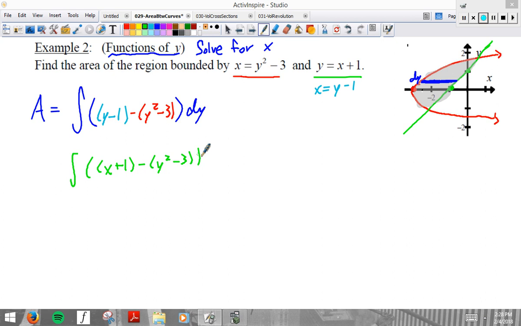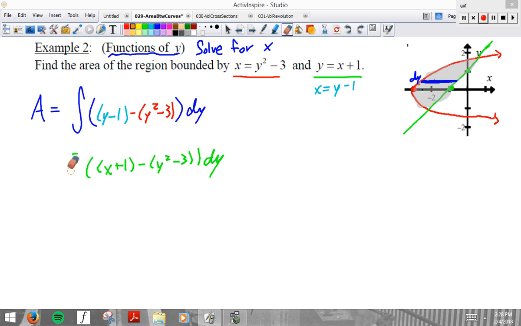Where it has x's and y's. And as we've talked about before, never in this class will you be asked to integrate something that has x's and y's. So again, functions of y. If you notice that we have two functions of y, you usually will want to solve for x. That's because we're using a horizontal line whose width is given by dy.